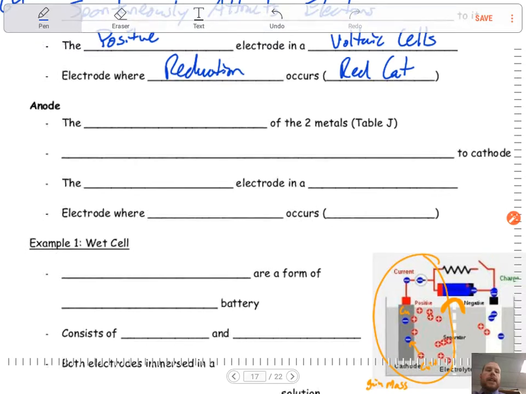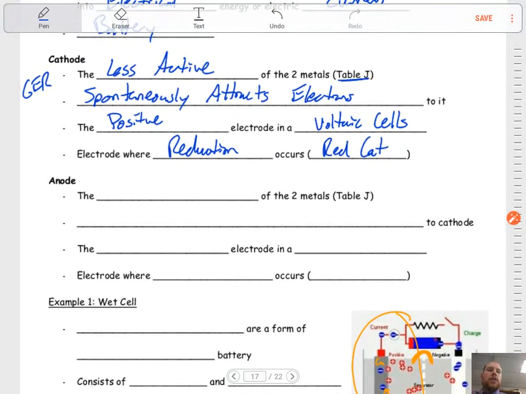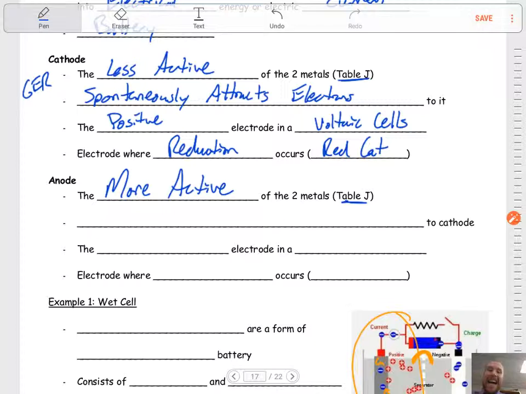The anode, guys, as you might think, is going to be opposite of the cathode. So if the cathode is the less active of the two metals, the anode is going to be the more active. Again, table J, higher up on table J. This is going to spontaneously, meaning without any extra energy, spontaneously lose electrons to the cathode.